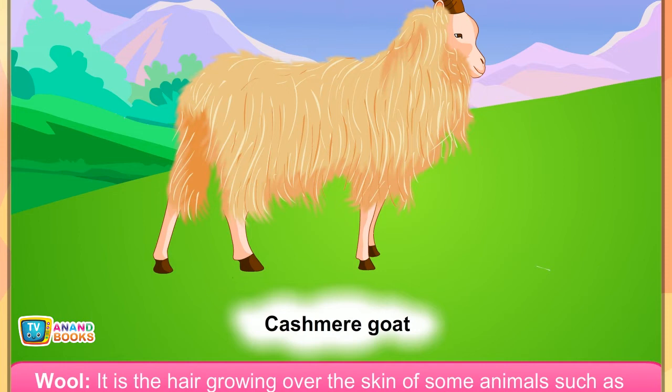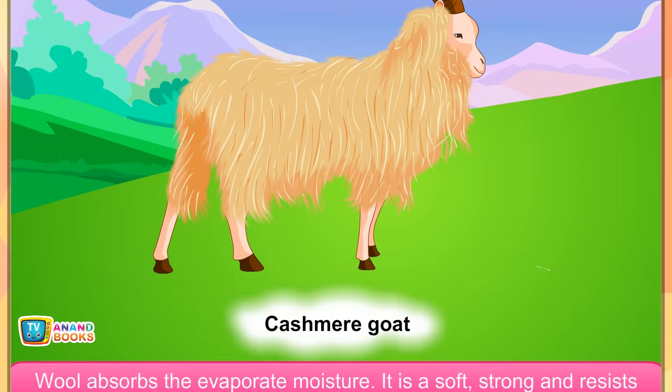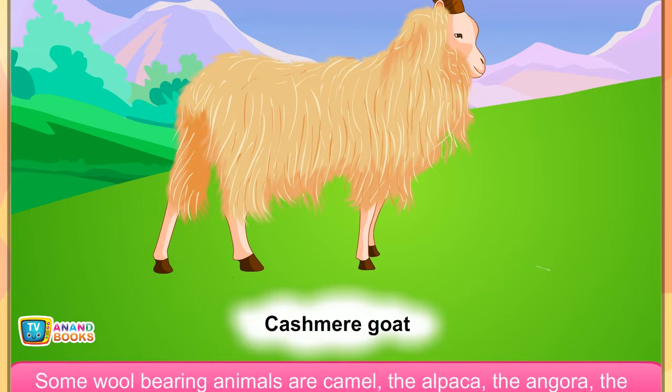Wool. It is the hair growing over the skin of some animals such as sheep, goat, camel, rabbit, etc. These are twisted or arranged in order to make them into long strands. Wool absorbs and evaporates moisture. It is soft, strong, and resists dirt and tearing. Sheep are reared for wool. Some wool-bearing animals are the camel, the alpaca, the angora, the cashmere goats, etc.